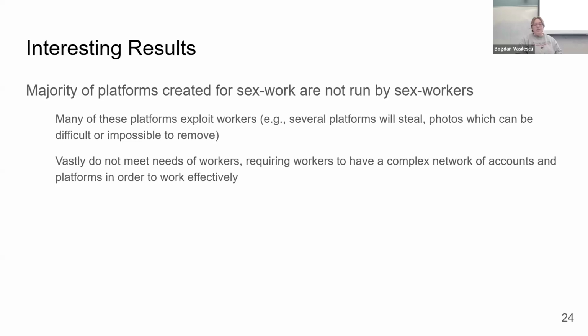A couple of interesting results. They found that the majority of platforms that sex workers use were not designed or run by sex workers. They found that this meant that a lot of platforms were exploiting the workers, and that workers needed to develop complex networks of accounts and platforms in order to effectively perform in the profession.